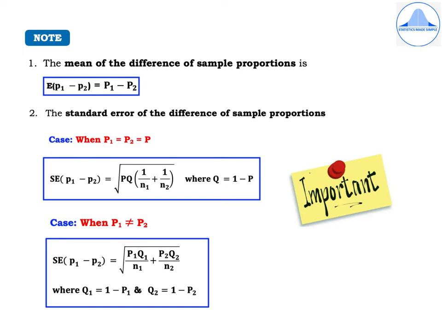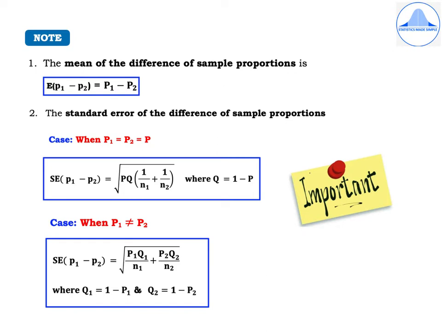Now learn some of the important formulae based on the mean and standard error of the difference of the sample proportions. Under note, the first one, the mean of the difference of the sample proportions is, we know that the mean here is in terms of expectation, that is capital E. Difference of the sample proportions means p1 minus p2. So E of p1 minus p2 is equal to capital P1 minus capital P2. That is the difference between the two population proportions.